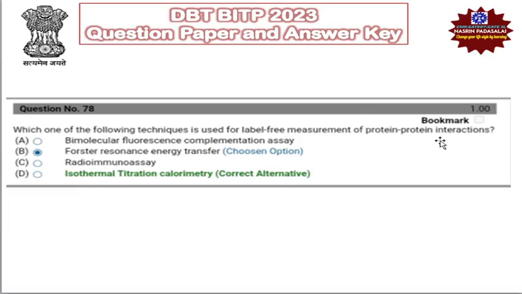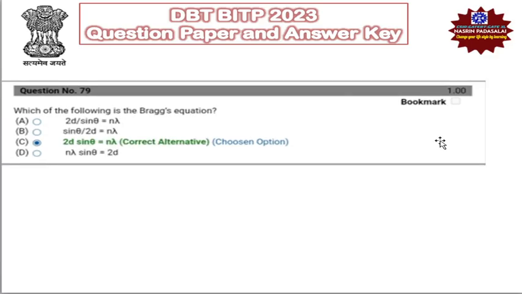So this particular technique is widely employed to determine binding or to study protein-protein interaction. Next, which of the following is Bragg's equation? The correct answer is 2d sin theta equals n lambda.